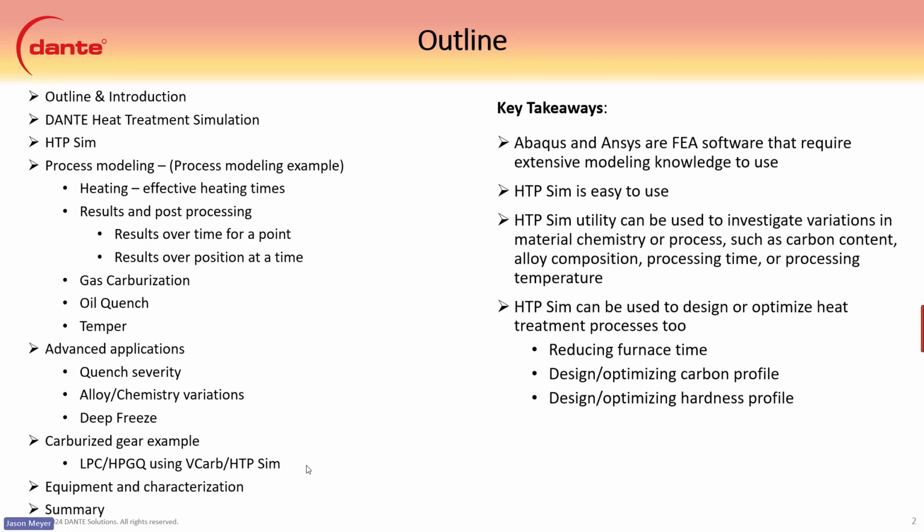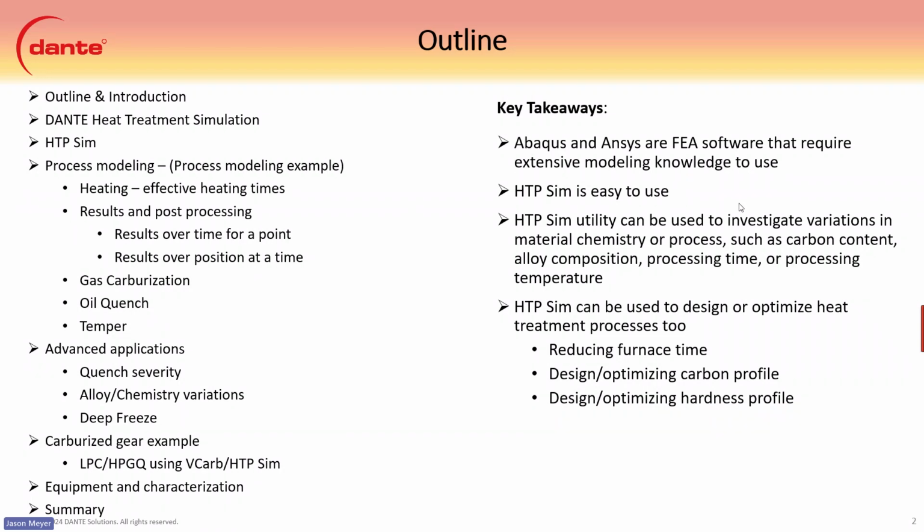Then finally, we have a carburized gear example. This was low pressure carburized in vacuum, and then high pressure gas quenched. And we have a pretty good example that matches some published work pretty well. And then we do a little bit on the equipment and characterization model. We'll talk about that as we get into it, and then a summary of the presentation.